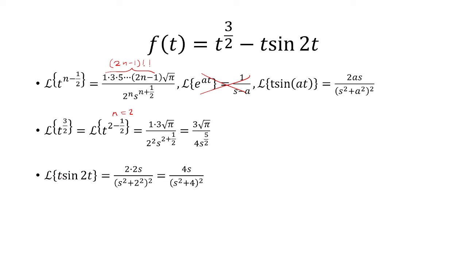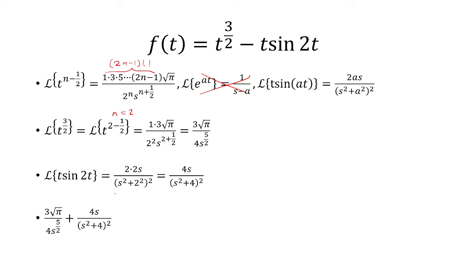Finally, for Laplace transform of t times sine of 2t, a is going to be 2, so we can replace this a with 2. That's 2 times 2s over the quantity s squared plus 2 squared, squared, which simplifies to 4s all over s squared plus 4 quantity squared.